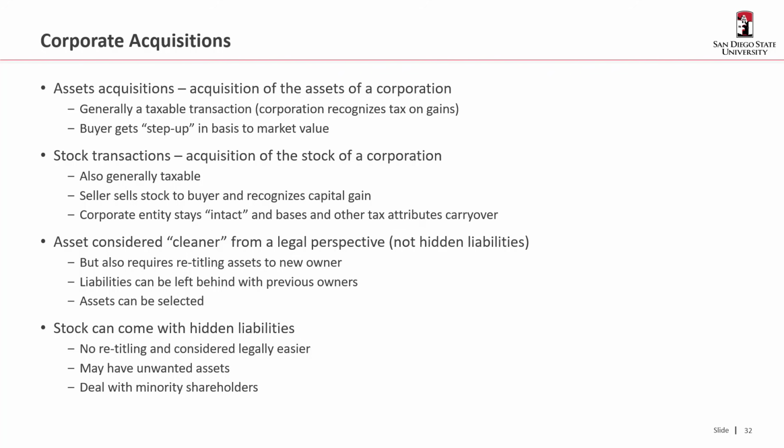Assets are generally considered cleaner from a legal perspective. The first is, whoever the buyer is only gets the assets that they decided to buy, so there shouldn't really be any hidden liabilities. However, they also must retitle all the assets to a new owner. The liabilities conveniently can be left behind with the previous owners, and of course they can cherry pick the assets. Stock, on the other hand, in a stock acquisition, you buy the stock, you get the equity, you own all the assets and all the liabilities.